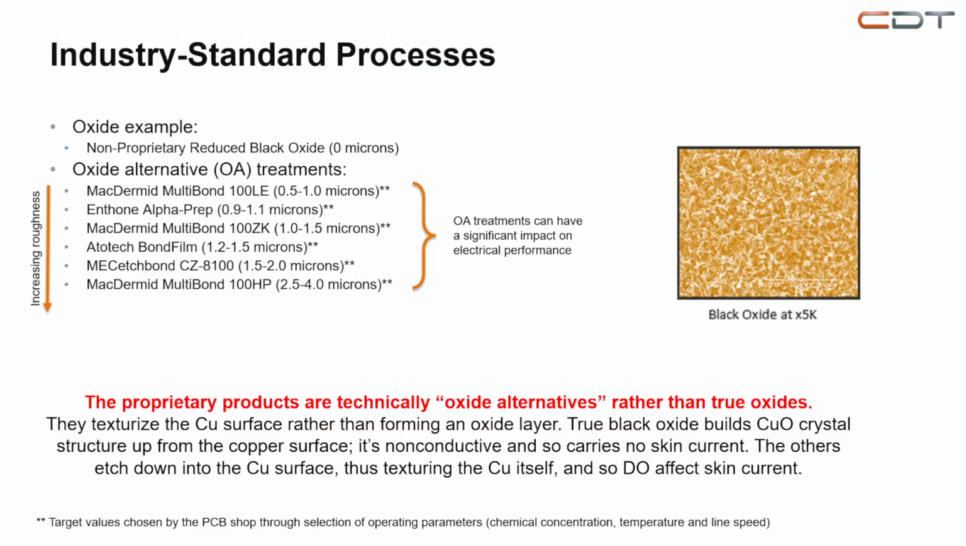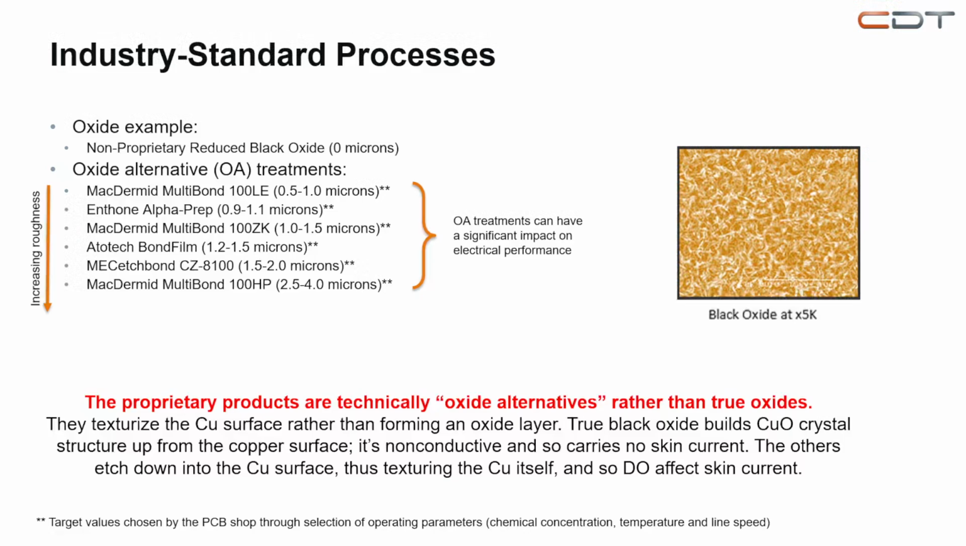What is oxide? You can see it on screen. It is non-proprietary reduced black oxide. But there are also oxide alternatives. There is the so-called MacDermid MultiBond, Atotech AlphaPrep, and so on. And all of them have their own parameters. Proprietary products are technically oxide alternatives rather than true oxides. They texturize the copper surface rather than forming an oxide layer.